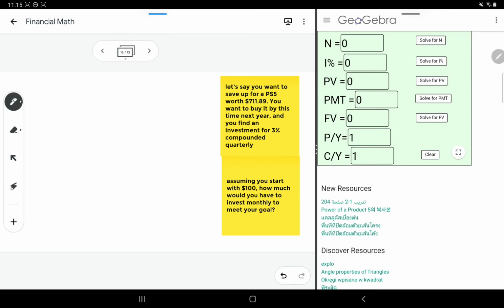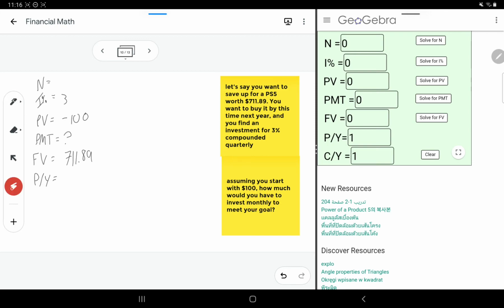Okay, so we treat it just like every other question. N equals, we're going to do it at the end. I%, we have a 3% interest. Present value, as stated in the question, we get $100 to start. But remember, we're giving this into the investment, so that's negative 100. Our payment, PMT, well, we don't know that, right? This is what we're finding. Our future value, we want it to be equal to the amount that we need for the PlayStation, so $711.89.